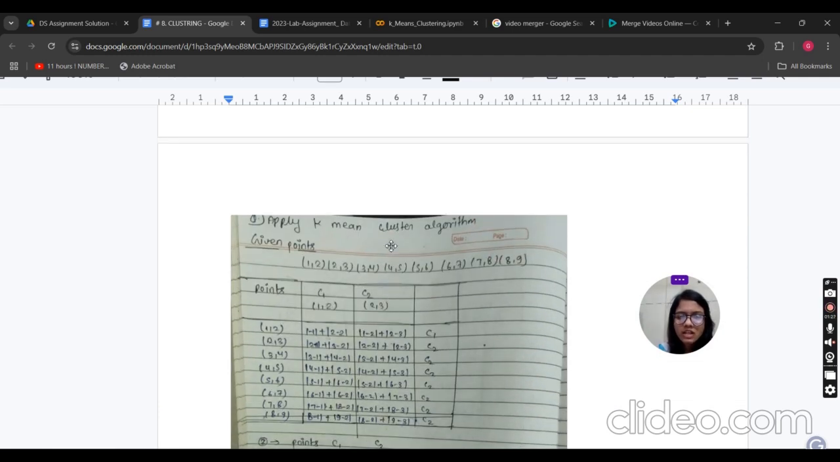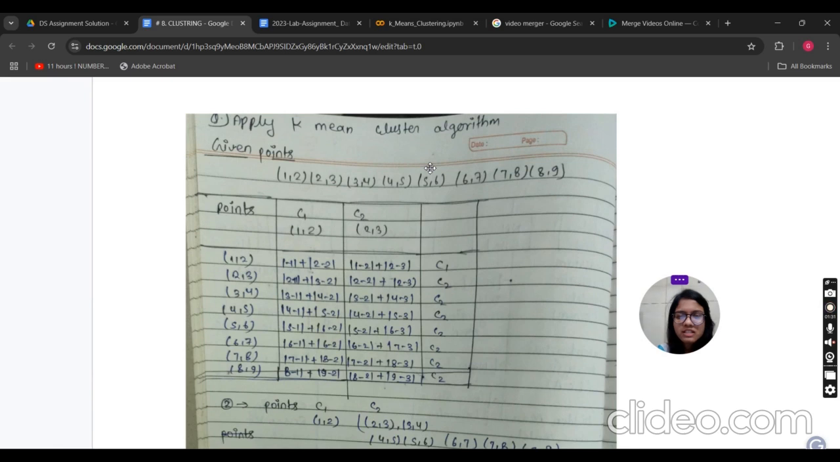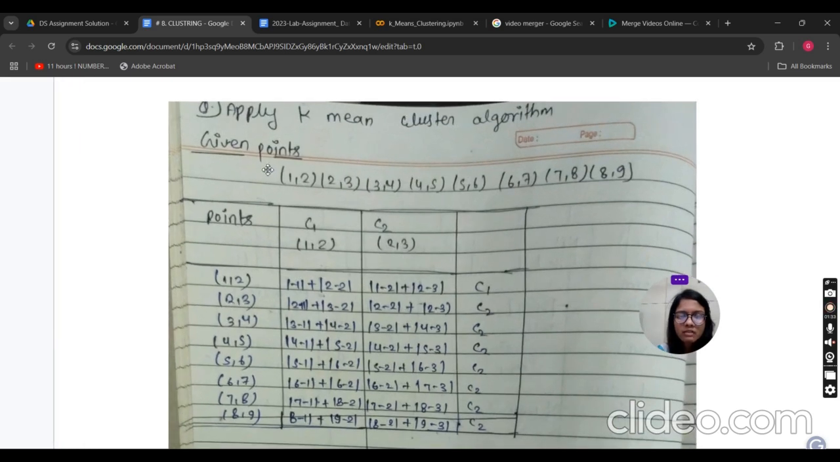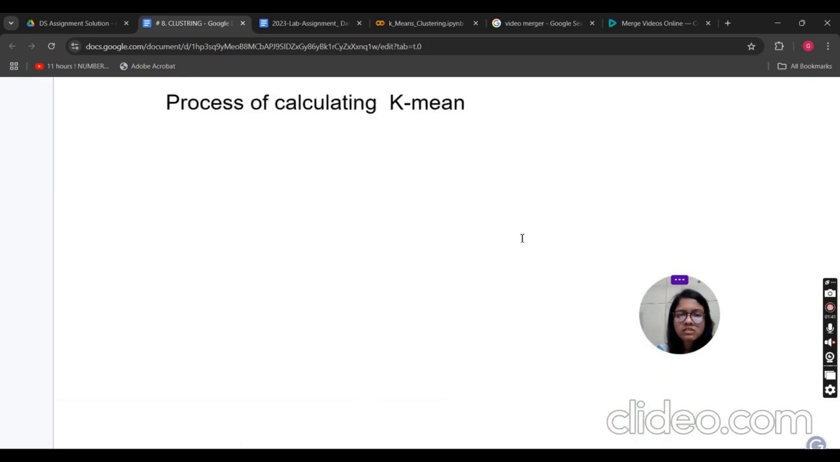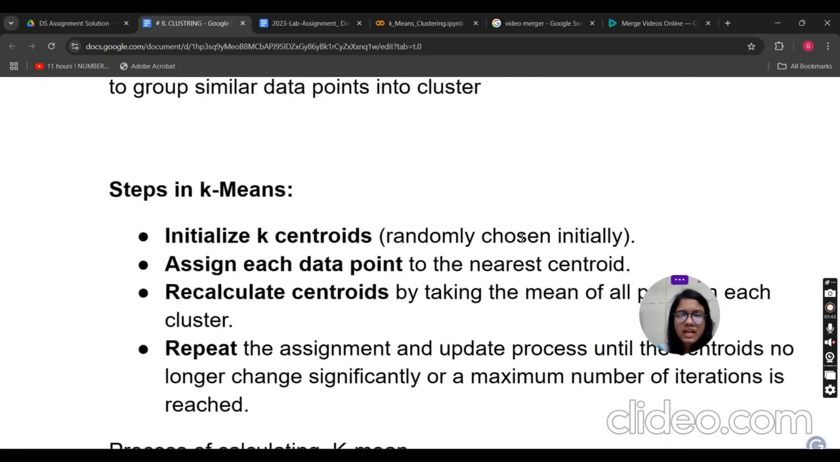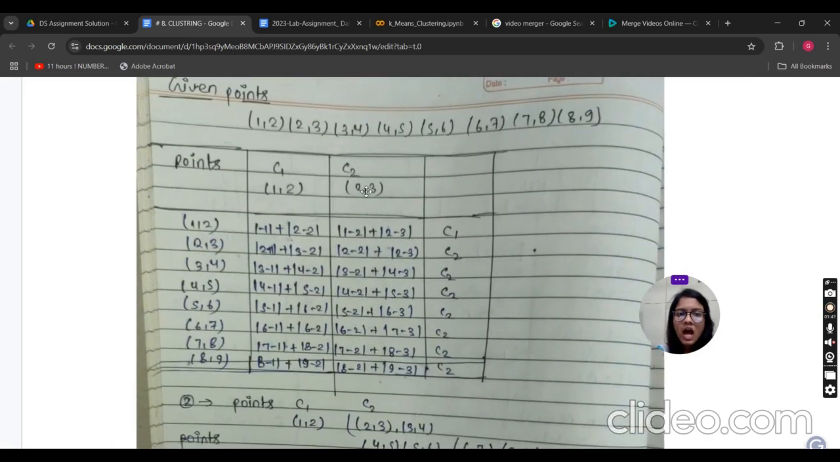So here is an example. I will explain with this example. Apply the k-means clustering algorithm. The points given are 1 2, 2 3, 3 4, 4 5, 5 6, 6 7, 7 8 and 8 9. First we initialize the k centroids. I create two centroids, C1 and C2. C1 is centroid 1 2 and C2 is centroid 2 3.